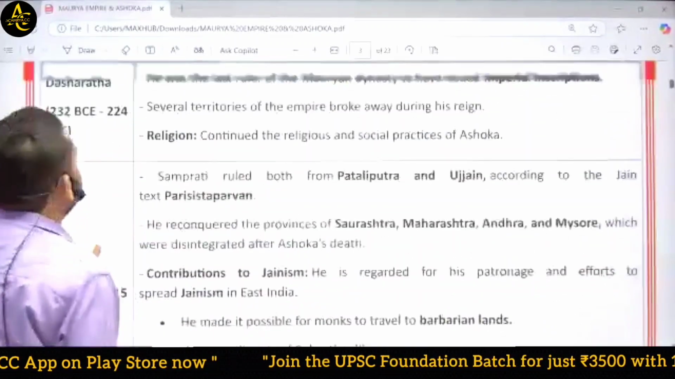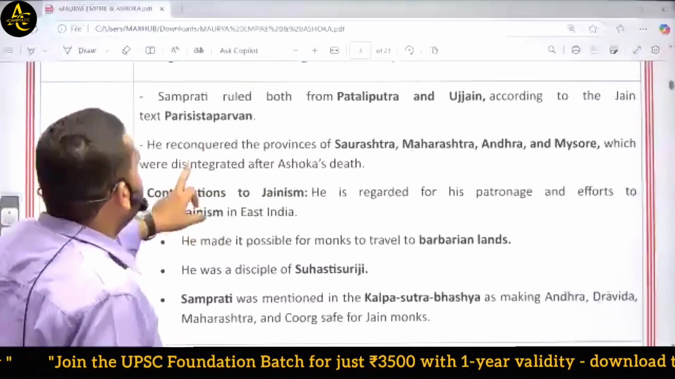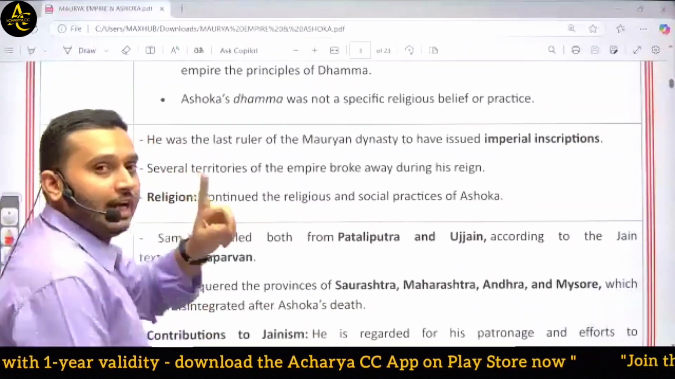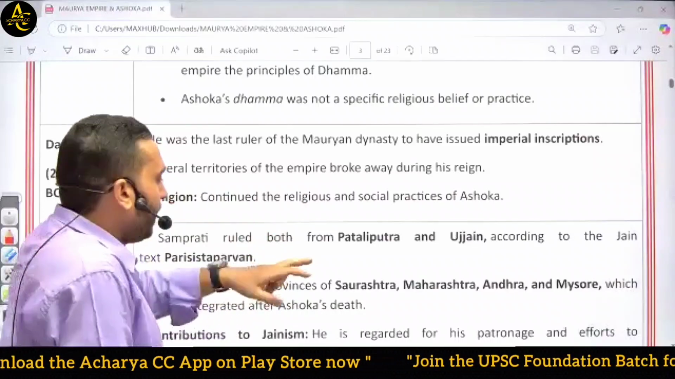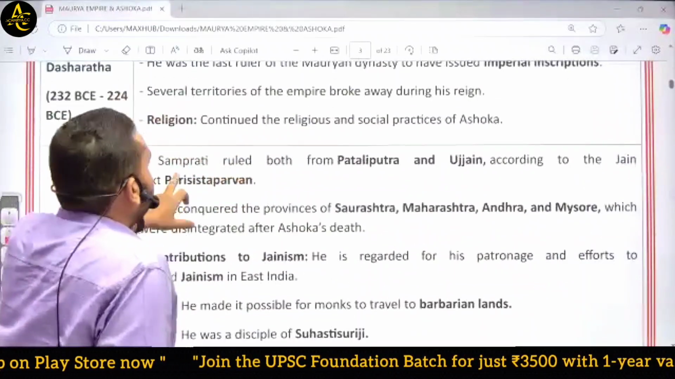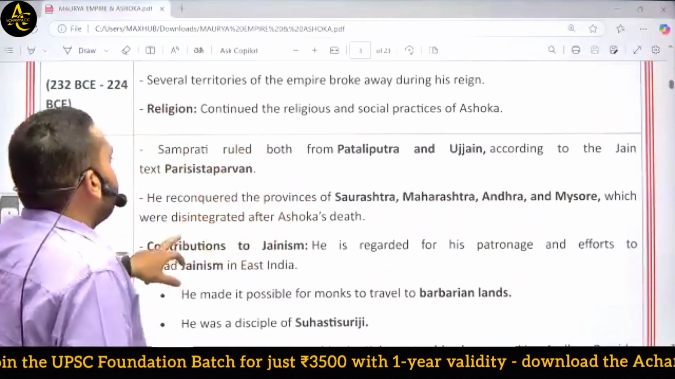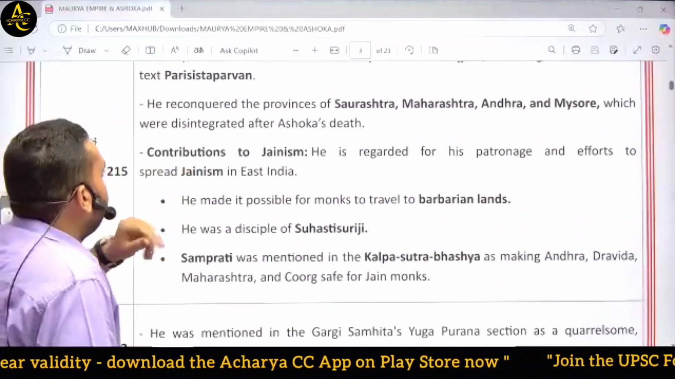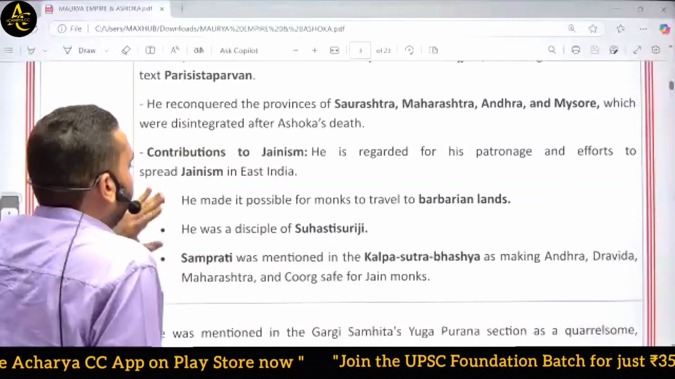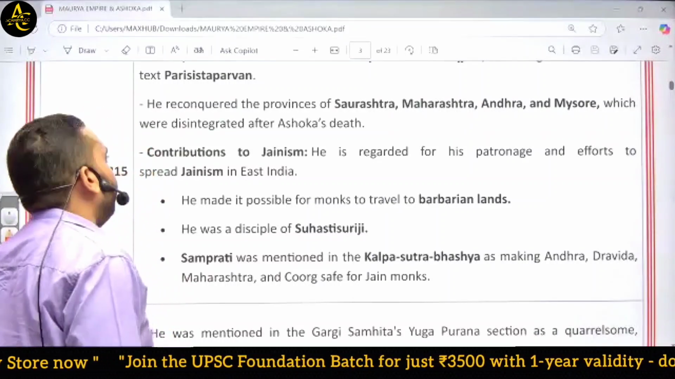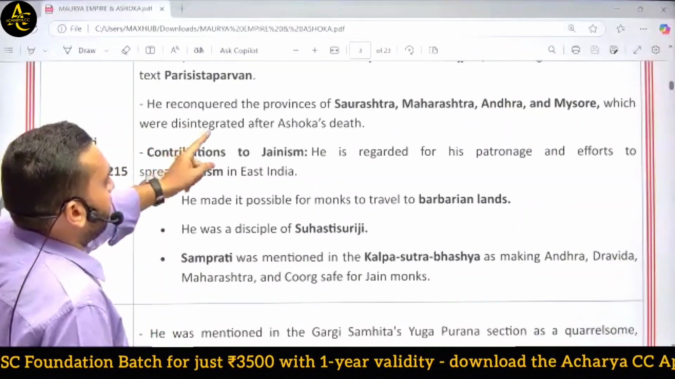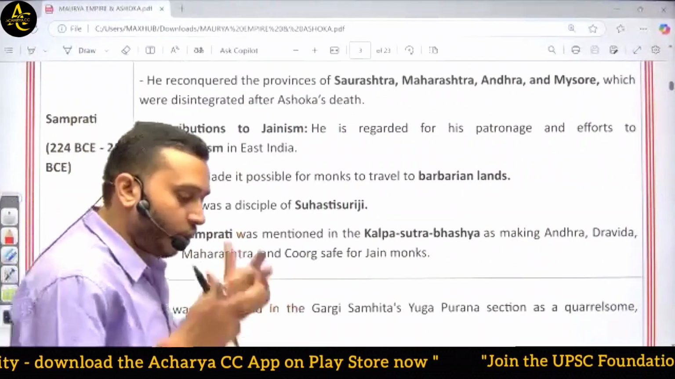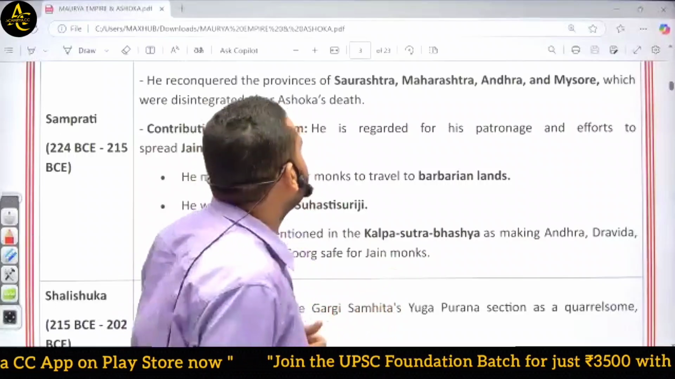Then Samprati became the king. Samprati ruled both Pataliputra and Ujjain. Dasharatha ruled Ujjain, but after Dasharatha, Samprati ruled both, according to the Jain text. He reconquered the provinces of Saurashtra, Maharashtra, Andhra, and Mysore, which had been Dasharatha's territory and were disintegrated after Ashoka's death. That means Samprati tried again to make the Mauryan Empire stronger.